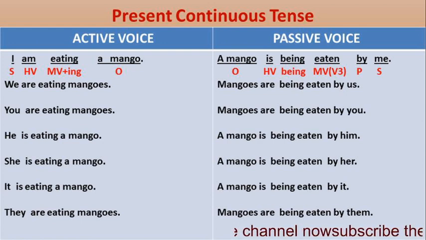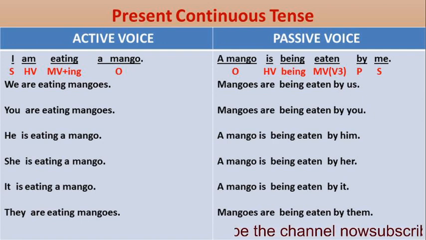We are eating mangoes. Mangoes are being eaten by us. When you are converting active voice in present continuous tense into passive voice, "being" is added. Then, you are eating mangoes. Mangoes are being eaten by you. He is eating a mango. A mango is being eaten by him. She is eating a mango. A mango is being eaten by her.